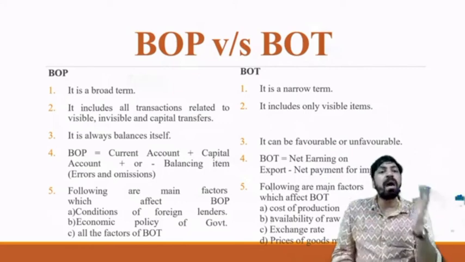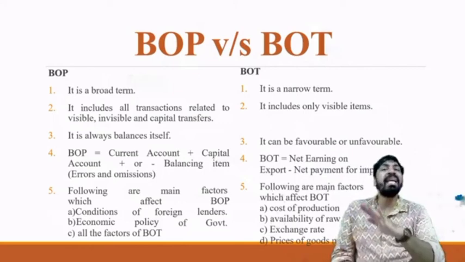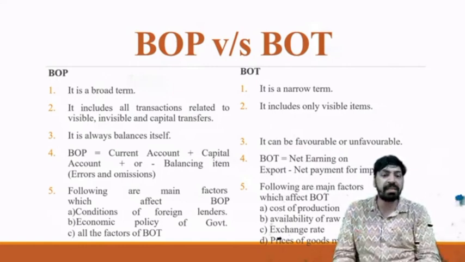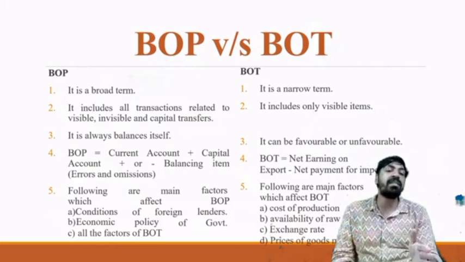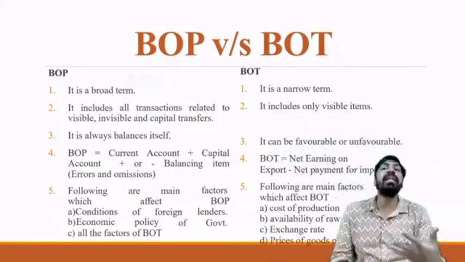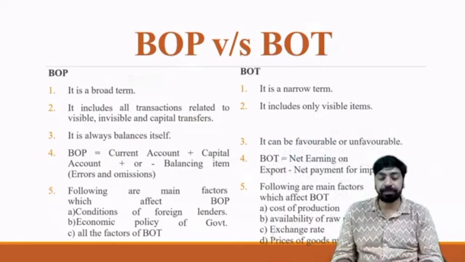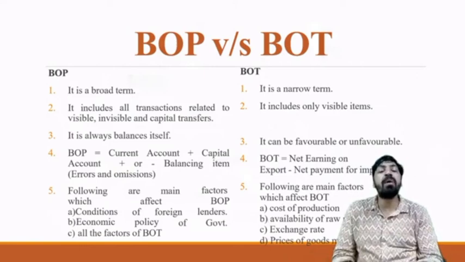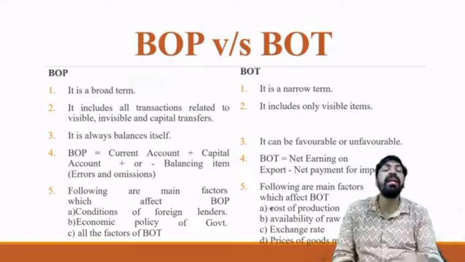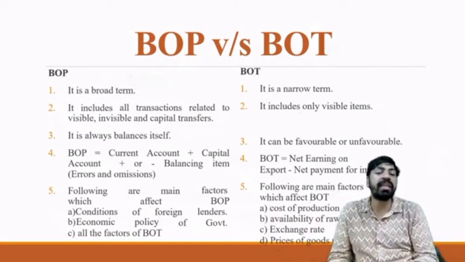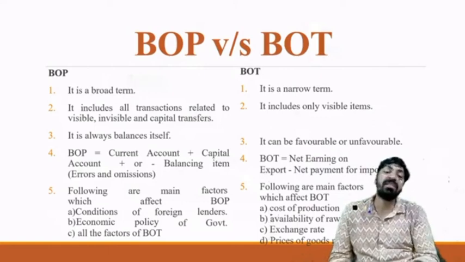When we talk about the balance of payment, these are the main factors that ultimately affect it. The first main factor is the foreign lenders, because of the borrowings you take from the lenders, and on what conditions, such as a higher interest rate from one project to another, it ultimately influences the balance of payment.